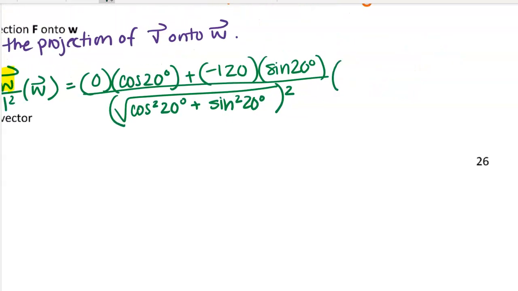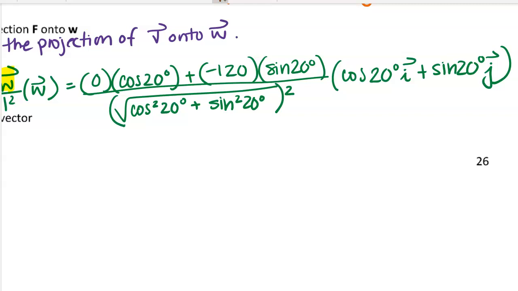Then I'm going to multiply by the W vector, which is cosine of 20 i plus sine of 20 j. All right, I'm going to hold it right here before I go any further, so you can copy. Now this is why, after we do all the basic math, we discover math, and then we're like, oh yeah, you know what, there's a quick way, and that's why physics stole it.